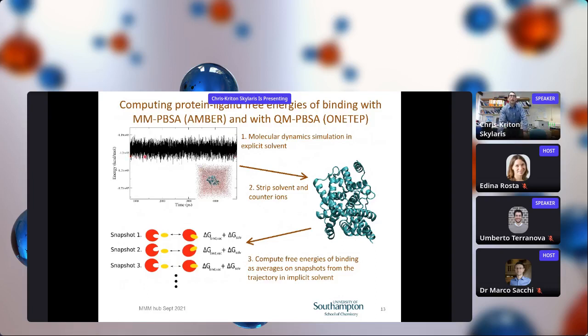So it involves classical molecular dynamics simulations in explicit water, from which we extract snapshots. And then we compute the free energy of binding using implicit solvent for each snapshot, and then we average all these snapshots to get the converged free energy of binding. It is not the most rigorous statistical thermodynamic approach, but it is used quite a bit in the free energy calculations community. There are more advanced approaches, of course, and we will talk about this later.